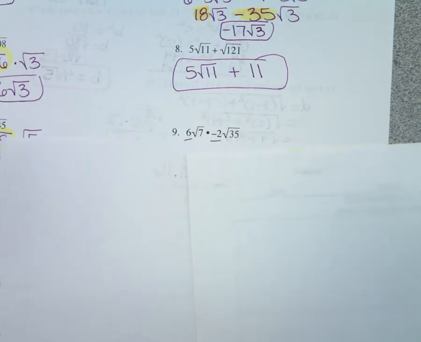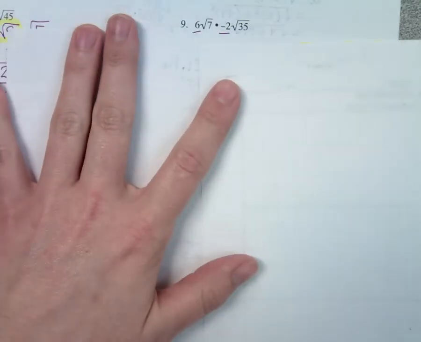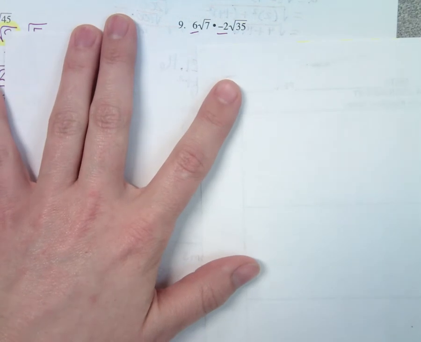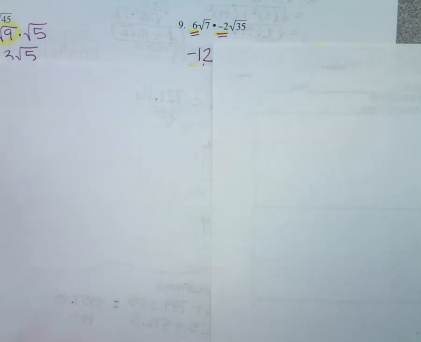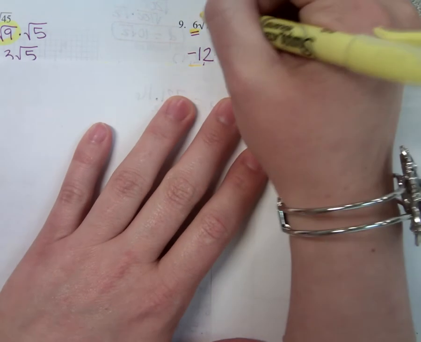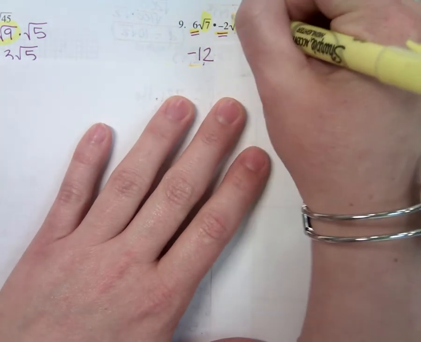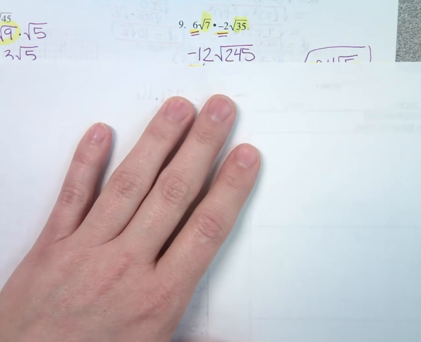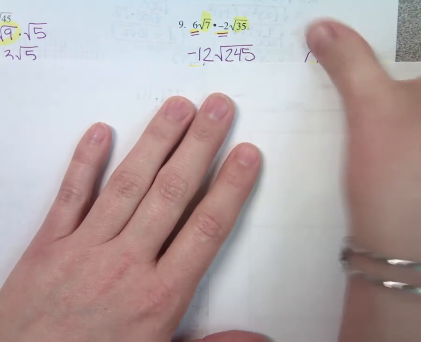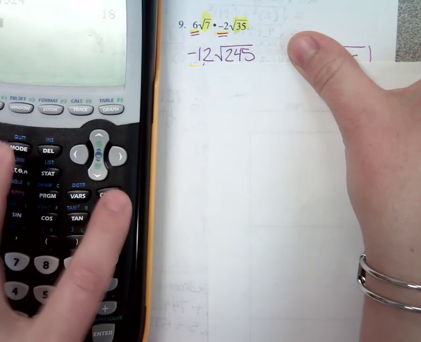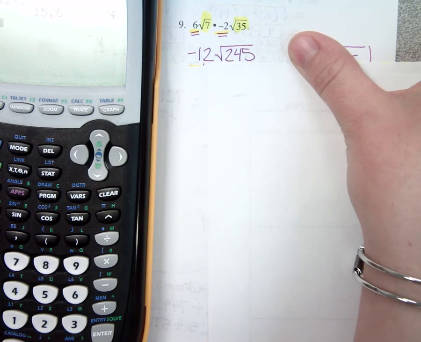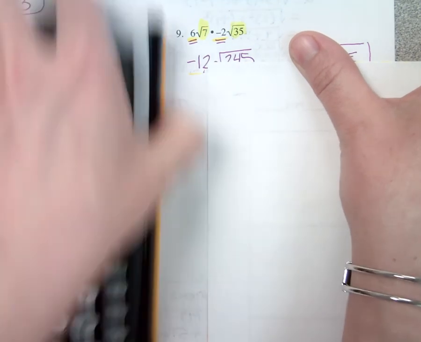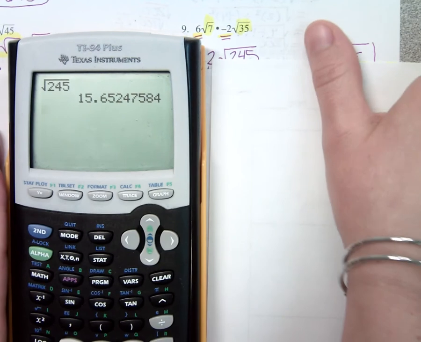Okay, number 9. We're multiplying now. So when I multiply, I start by multiplying the outside numbers. So I'll multiply the 6 times the negative 2, and that makes negative 12. Then I multiply the square roots. Square root of 7 times square root of 35 is square root of 245. Just because it's such a large number, I look to see if I can take the square root of 245 and get something nice. And let's look. And I can't.